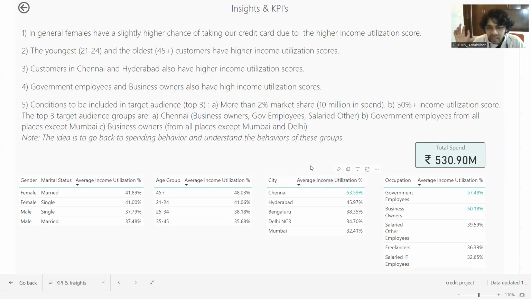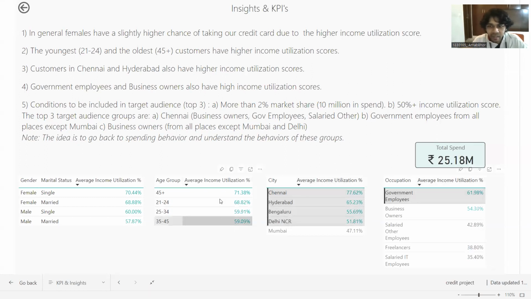And our second category was government employees from all places except Mumbai. So I'll select everything from here except Bombay. You can see again, everything is green in the other tables as well. This means that our criteria are met. Total spend is above 2 million. So hey, thumbs up here.